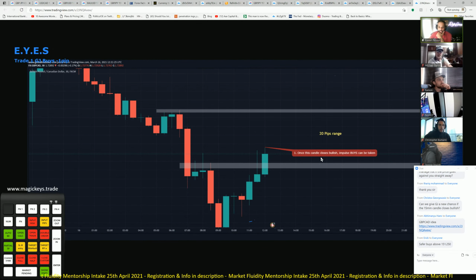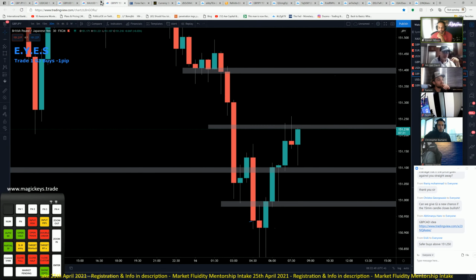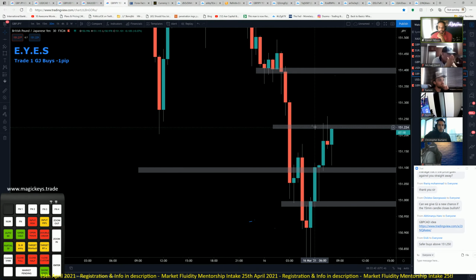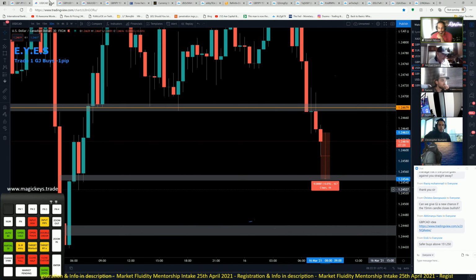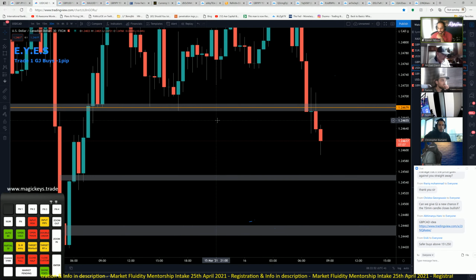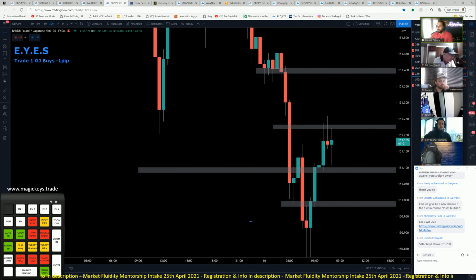GBP CAD, once this candle closes bullish, impulse buys can be taken. Yes, I agree with that. Clean range over here too. And GBP CAD, it moves a lot as well. It's got a lot of volume. So this is also going to be a very tricky area because this was a huge rejection before. You would really want price to close strong bullish for price to continue moving up. We also got news coming in about 8 minutes. High volume news, retail sales data is about to come out. So let's see how that affects everything.